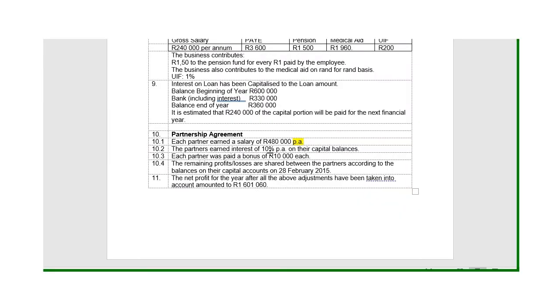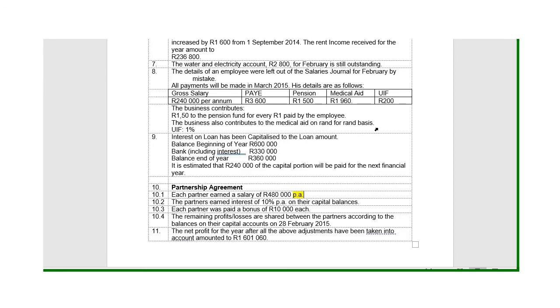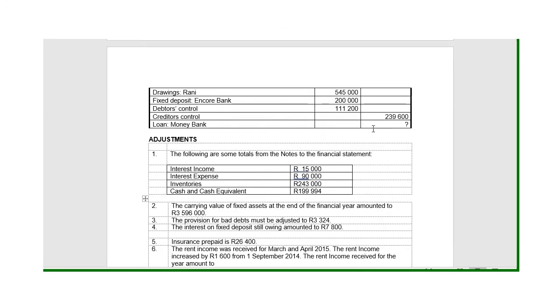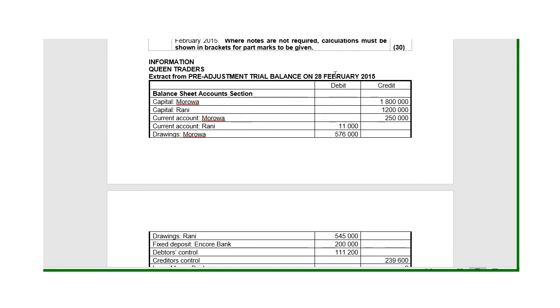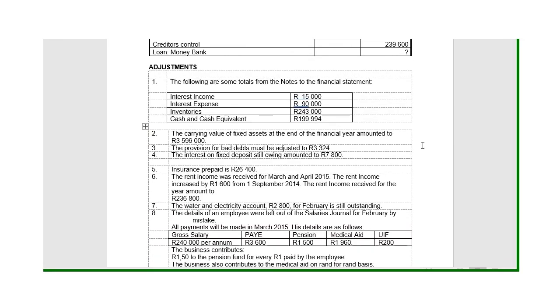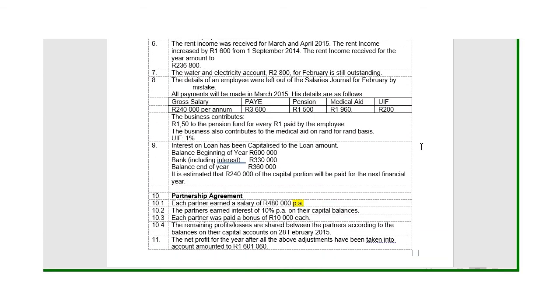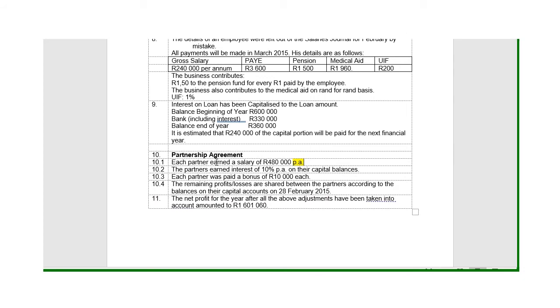Partners earned interest of 10% on their capital balances. Go back to the list of balances. At the end of the year, Morowa had 1.8 and Rani 1.2. I must just make sure there's no note that any of them increased or decreased their capital. Now in this case, there is nothing. This is the only information.